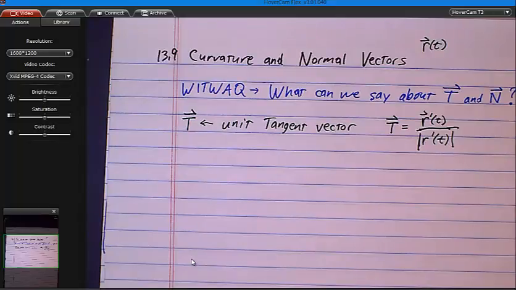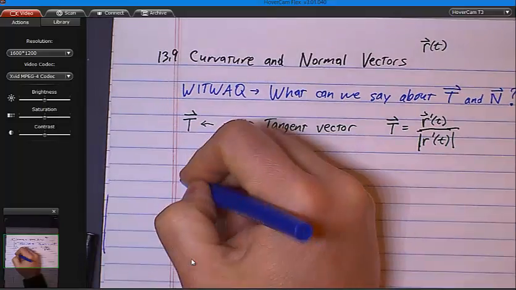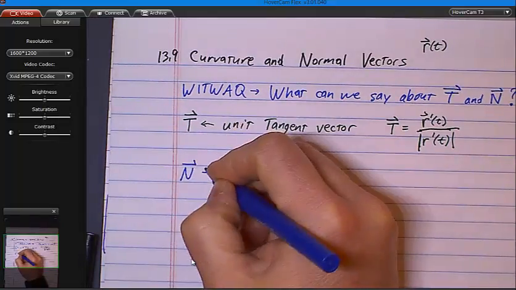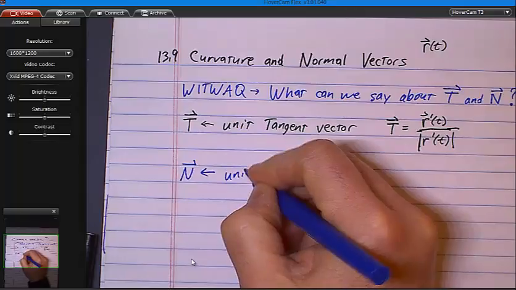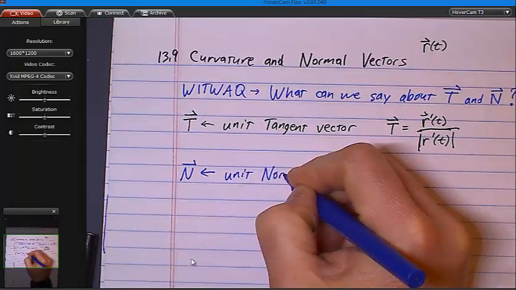And then N stands for what? Normal vector. What does that mean? This is my unit normal vector.